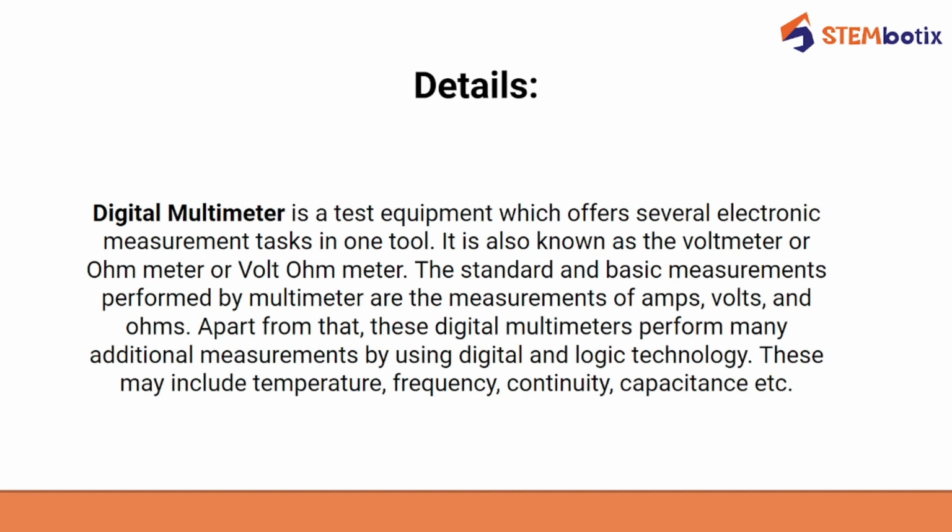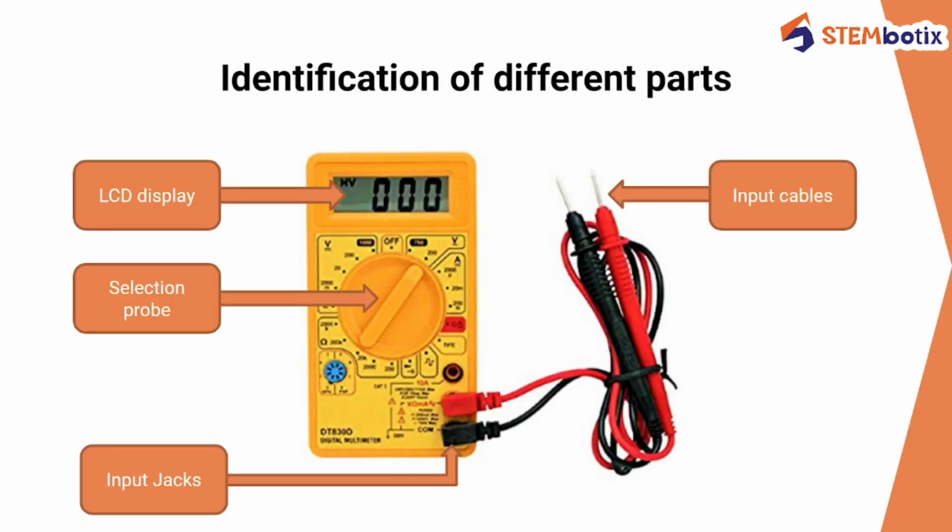Apart from that, digital multimeters perform many additional measurements by using digital and logic technology. So they are an improved version of analog meters. This may include temperature, frequency, continuity, capacitance, etc. So, as I said earlier, these are the advanced technology of analog meters. Using this digital multimeter, you can now measure temperature, check frequencies, check the continuity, and also measure capacitance. So, these are the advantages of digital multimeter.